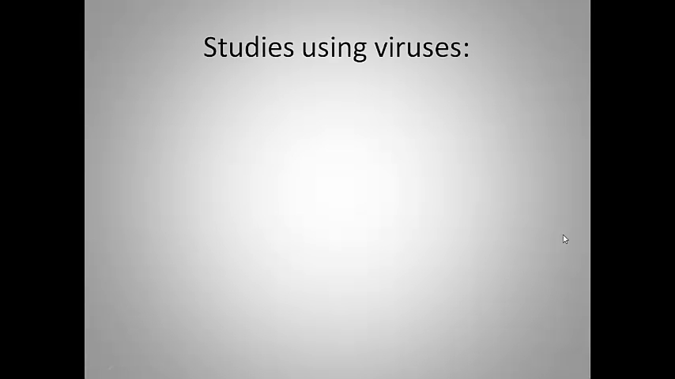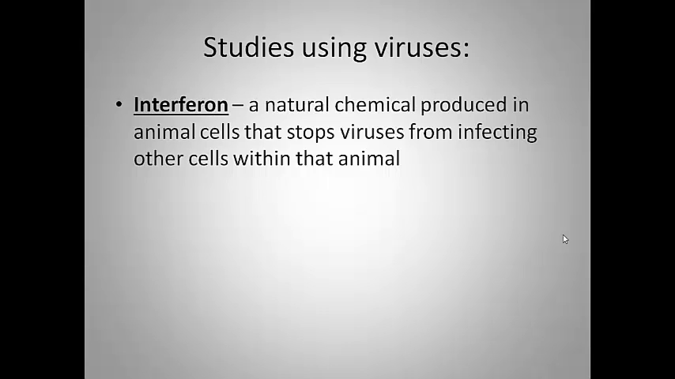Other studies that scientists use viruses for. Interferon is a natural chemical produced in animal cells that stops viruses from infecting other cells within that animal. All animals naturally produce this, and basically I like the word interfere or stops. This chemical interferes with viruses getting into our bodies and stopping them from spreading.